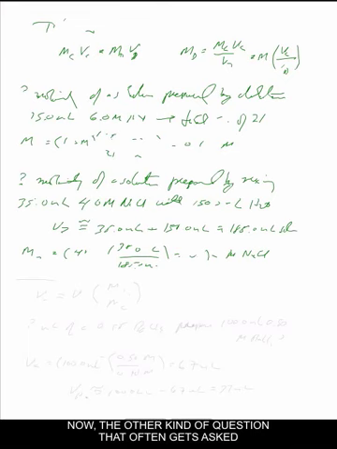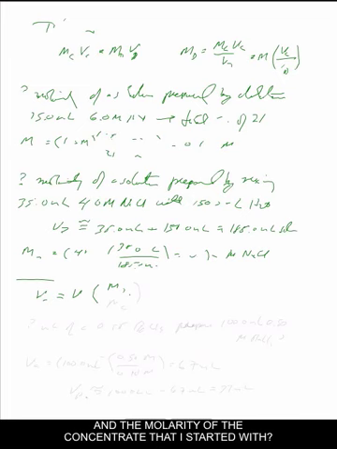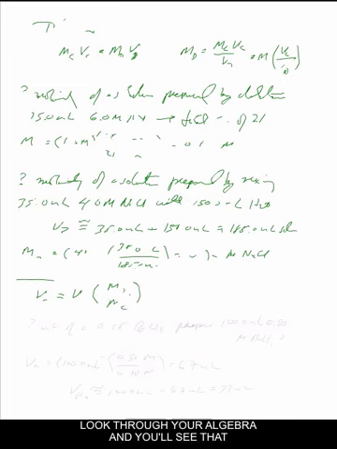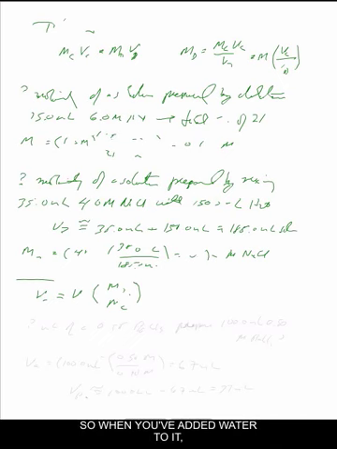Now, the other kind of question that often gets asked in these dilution problems is, how do I prepare a particular solution? In other words, what volume of concentrate do I need to prepare some volume of diluted solution, given the molarity of the diluted that I'm trying to prepare and the molarity of the concentrate that I started with? Look through your algebra and you'll see that this is basically the same dilution equation I started with, but rearranged in a different way. Again, intuitively, I can look at it this way. The volume of the concentrate will never be larger than the volume of the dilute. It has to be smaller. You're adding a certain amount of some concentrated solution, pouring water on top. So when you've added water to it, your volume of dilute is bigger.